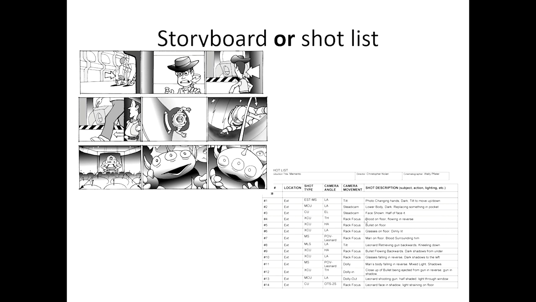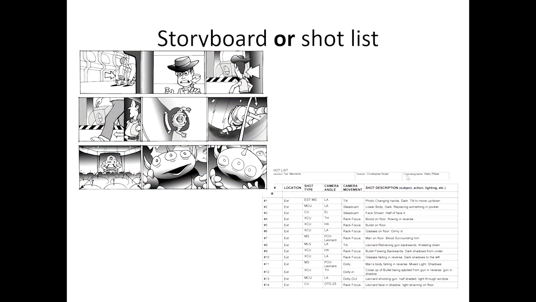And what we've got down here is a shot list. So if you don't want to draw anything, this is something else you can do: a shot list, which is basically a series of written descriptions of each shot. So blood on floor, flowing in reverse, bullet on floor, glasses on floor, dimly lit. This refers to things like extreme close-up, close-up, mid-close-up, establishing mid-shot, and so on. Exterior, and INT is interior, camera movement. You can find templates for storyboards and for shot lists online. I'll leave it up to you which one you do, but you should be doing one or the other. That is extremely important.